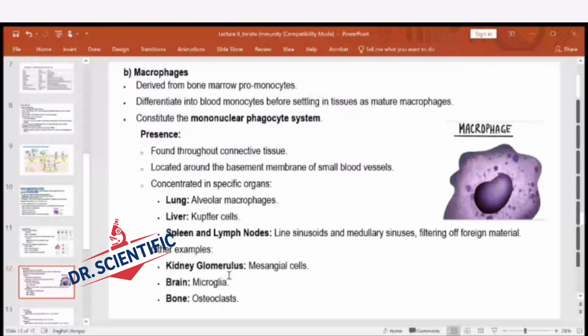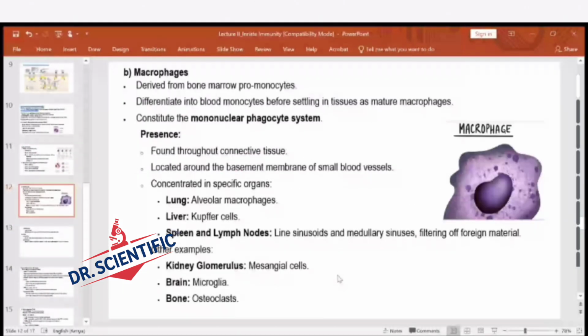In the brain, we call them microglia. Of course, in bone, we call them osteoclasts. So I'm sure you've encountered these terminologies, or rather these types of cells before. So if you're talking about the liver cells, you're not just talking about hepatocytes per se. If the cell has the ability to phagocytose, then it's called a Kupffer cell, and so on and so forth. So the brain, we call them microglia. In the bone, osteoclast. In the kidney, mesangial cells. So they are given names depending on the tissue they are occupying.